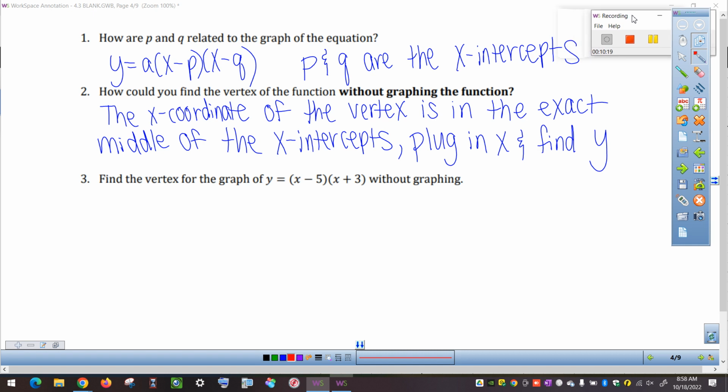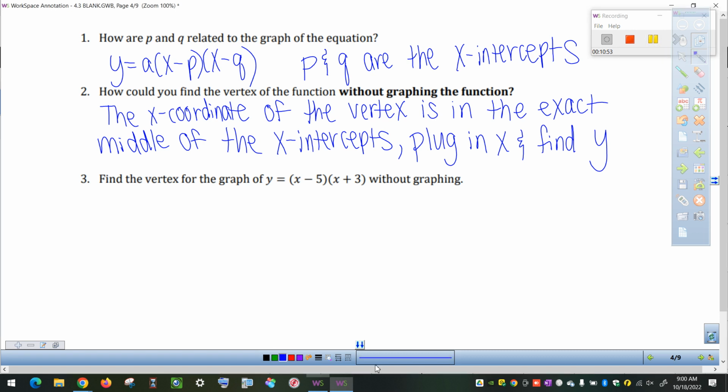Okay, so let's check in here on the answers we have written down. In number 1, we talked about how P and Q are the x-intercepts for the graph. And then a process for finding the vertex without graphing it, so without using Desmos: we notice that the x-coordinate of the vertex is in the exact middle of the x-intercepts. We're going to find that x value, then plug that x value in, and find the corresponding y value.